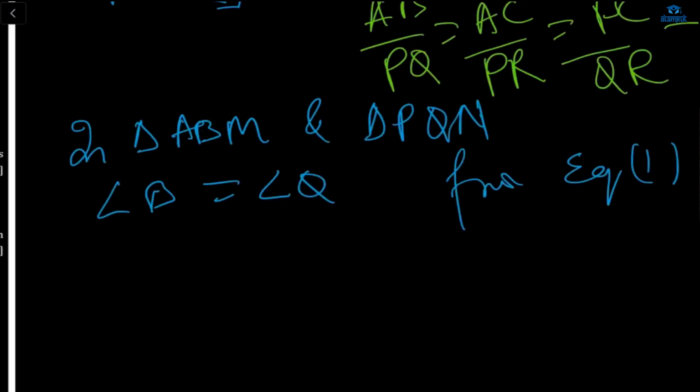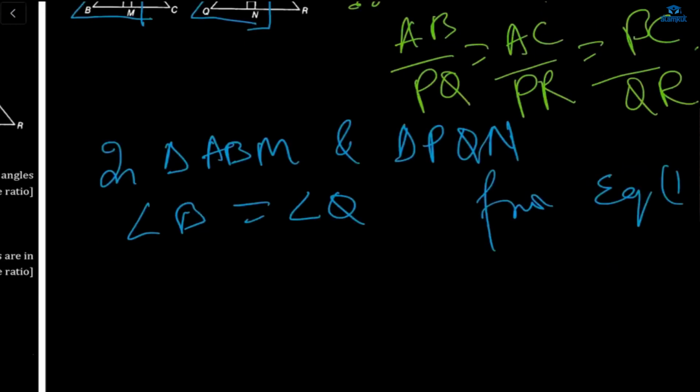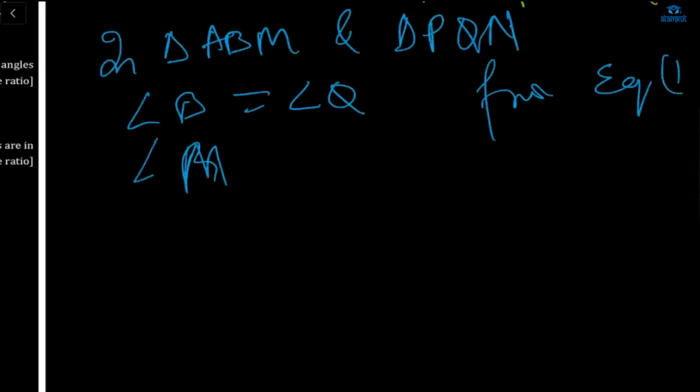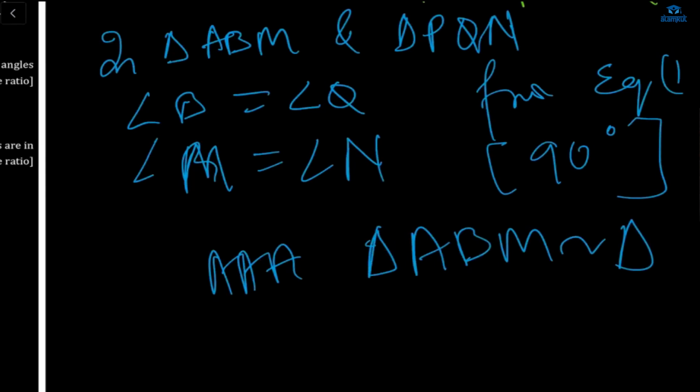Now, what will the other angle be? Angle M and angle N, because both are 90 degrees. So angle M is equal to angle N, 90 degrees. And since it is 90 degrees, angle BAM will be equal to angle QPN also. Why? Because it will be equal to 90 minus angle B, or 90 minus angle Q. And we already know angle B is equal to angle Q. So from the AA criteria, triangle ABM is similar to triangle PQN.